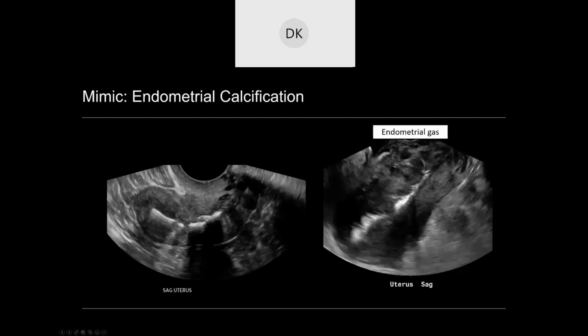This was a 75-year-old female. And in postmenopausal patients, this is actually not that concerning. It can be a normal finding, or at least a finding that's not considered worrisome for malignancy.